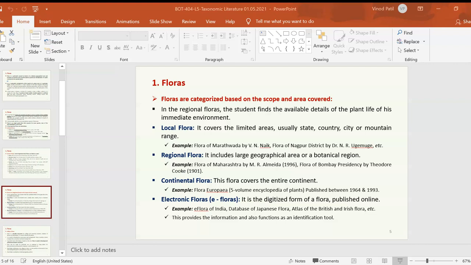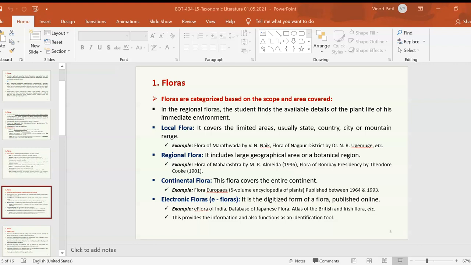Almeida sir is no more. Two years back, he expired. Otherwise, he created a good knowledge. And the Flora of Bombay Presidency by Theodore Cooke. Now also we do have Cooke's flora in our library, and we do follow Cooke's flora some time or other. So these are called the regional floras.